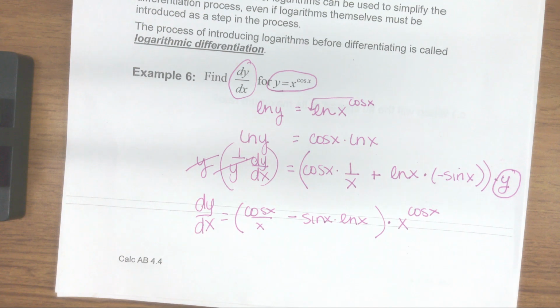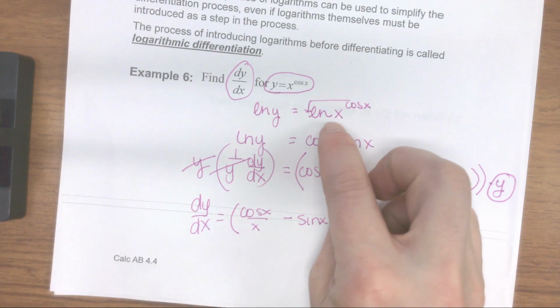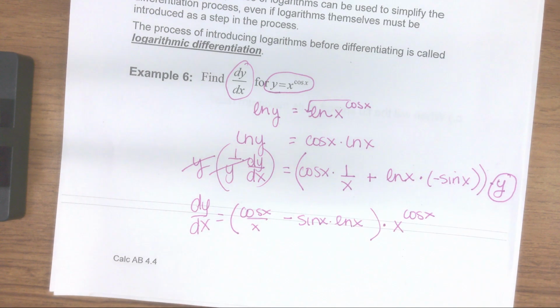So it involves taking the derivative of a natural log, and then you have to put y back in. So it's only when there's an x to some other function that we would use that. And that is not an AB topic. It's not on the AP exam. It is in our textbook in this lesson, and it is a BC or Calc 2 topic. So you will see that at some point if you continue on.